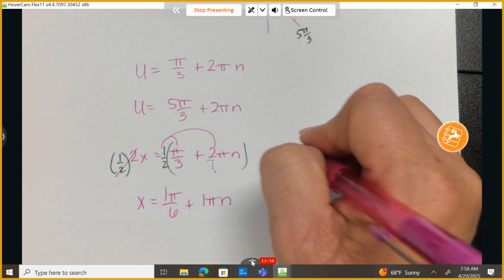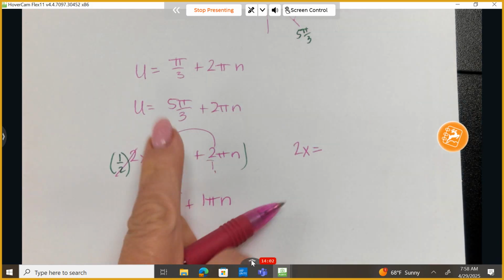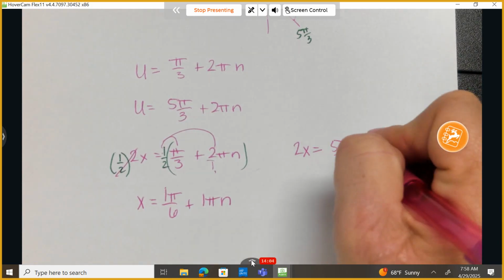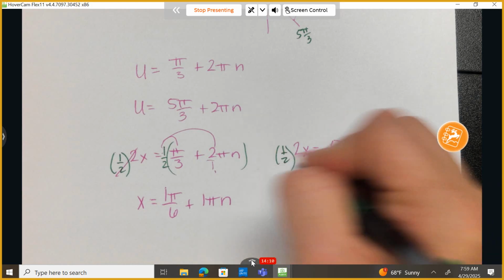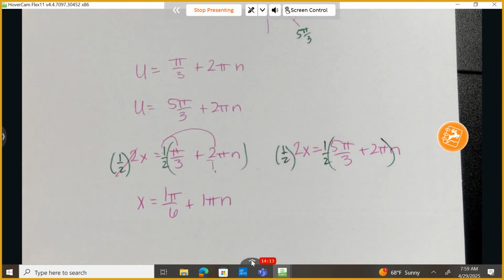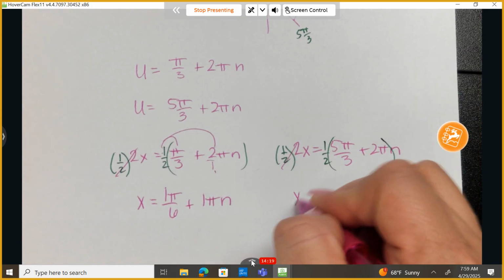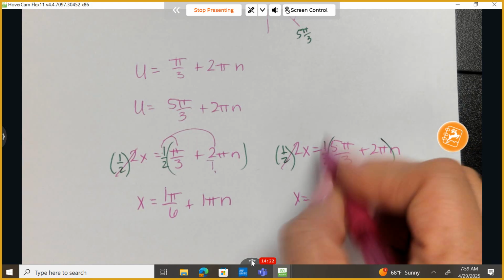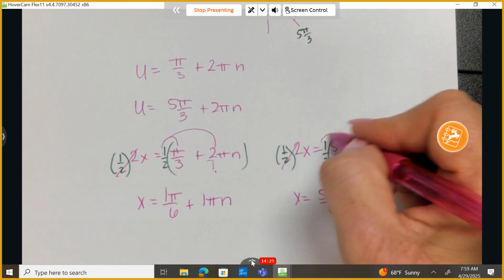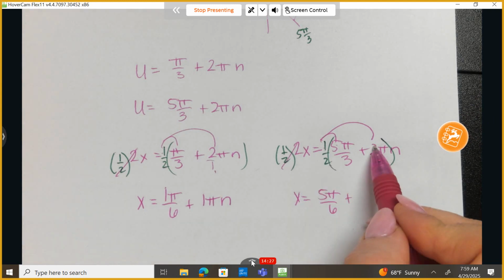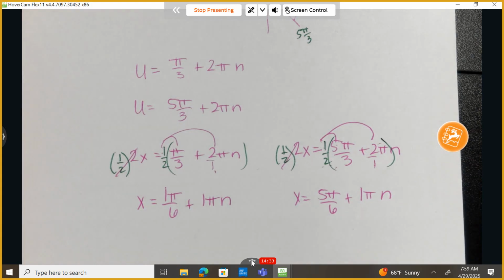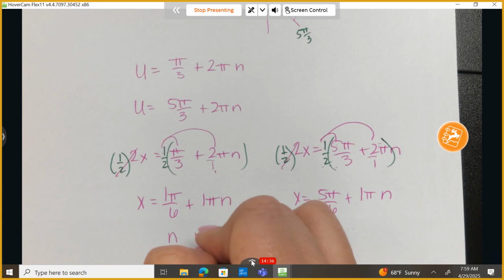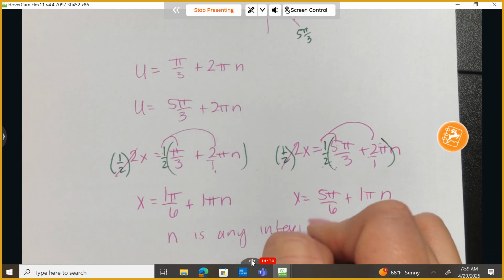Let's do the same thing over here. 2x equals, and now I'm going to do the 5 pi over 3 plus 2 pi n. Exact same thing. We're going to multiply by 1/2 on the left and 1/2 on the right. So on the left, I end up with x equals 5 pi over 6 plus 1 times 2 is 2. 2 divided by 2 is 1 pi n. Now we still have to define what n is. That's important. N is any integer value.